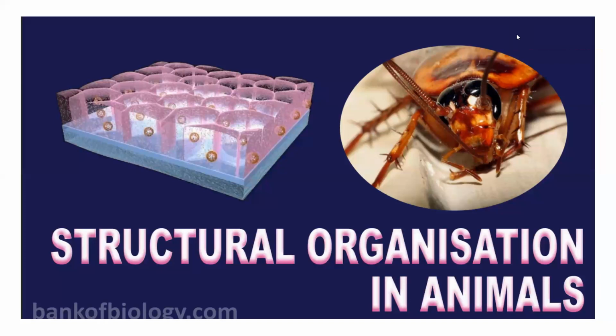Structural organization in animals. That is the tissue system and the muscles or cells, how they are organized. In this, we have to study everything about cockroach. In one organism, we'll have to study the digestive system, reproductive system, excretory system, nervous system, about cockroach.